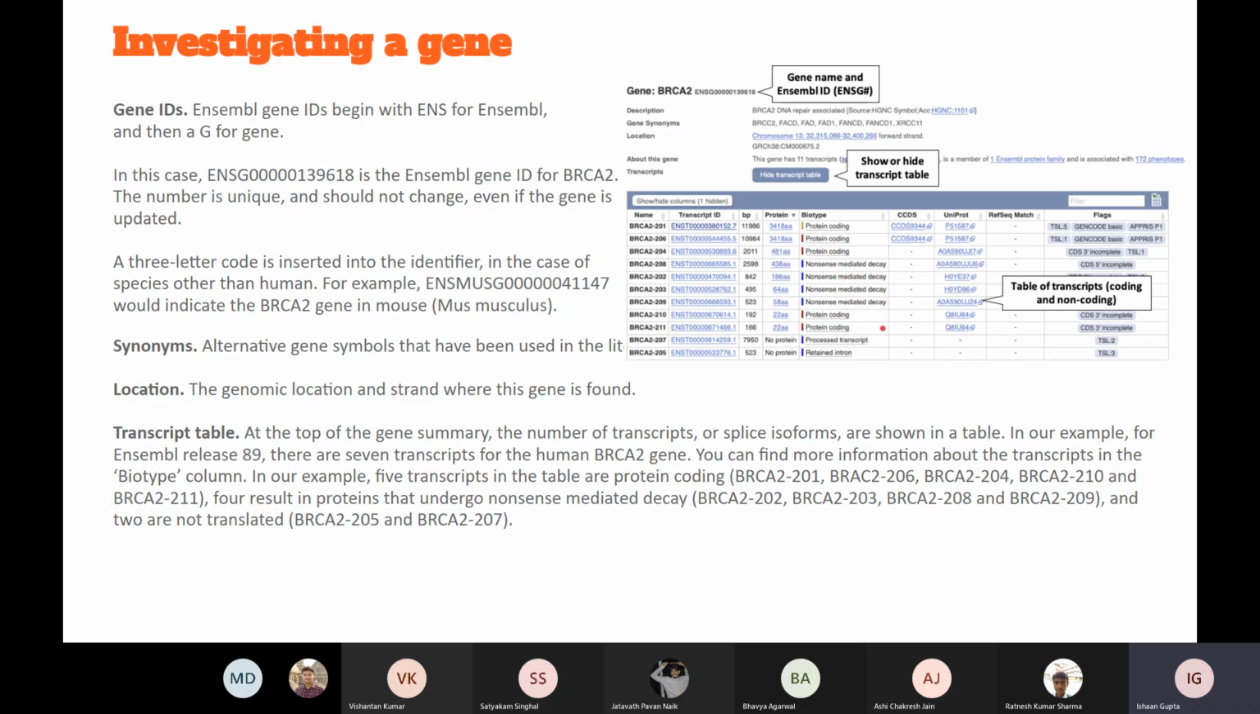Now, what nonsense mediated decay is, is something that you should know from molecular biology. If you don't know, please go and read about it. It's a process by which a gene does make a transcript, does make an mRNA molecule, but it is not going to make the protein. It gets degraded in between. And there are certain other kinds of annotations such as CCDS, which basically gives you the protein sequence, the amino acid sequence, and UniProt, which gives you some three-dimensional structure which might be associated with your transcript or the protein, the molecule that is getting made from these transcripts.